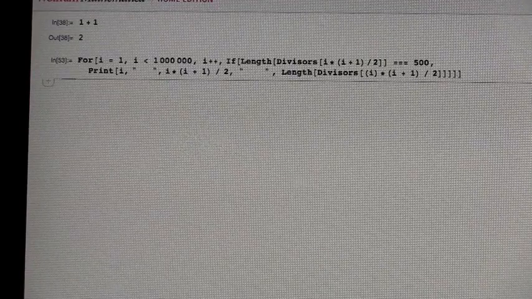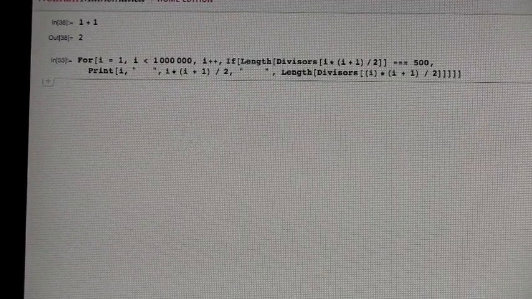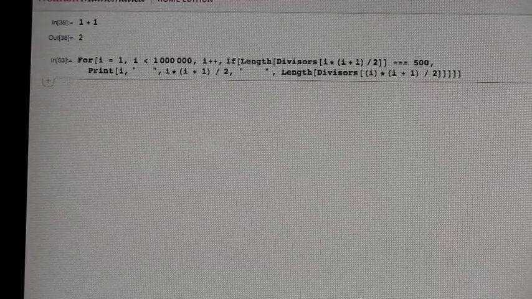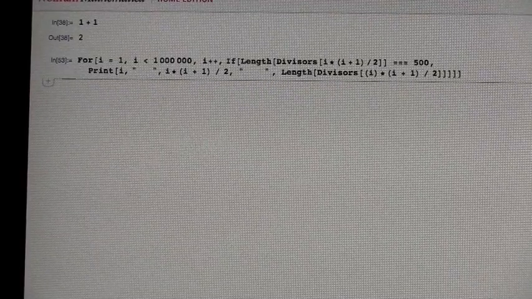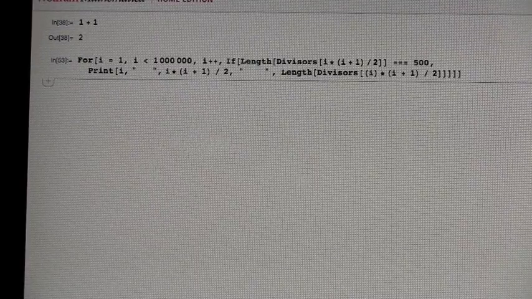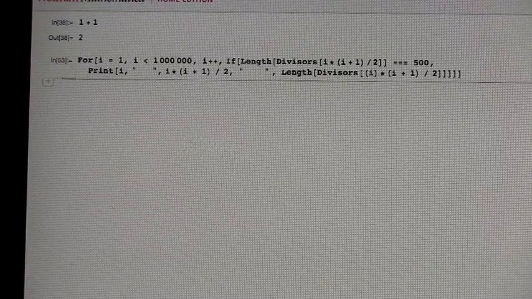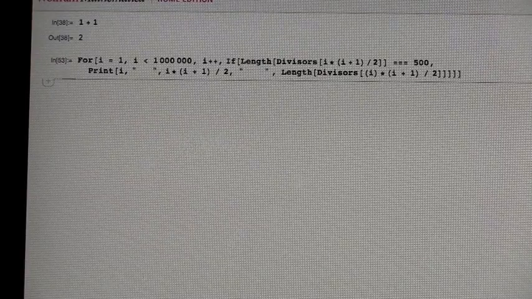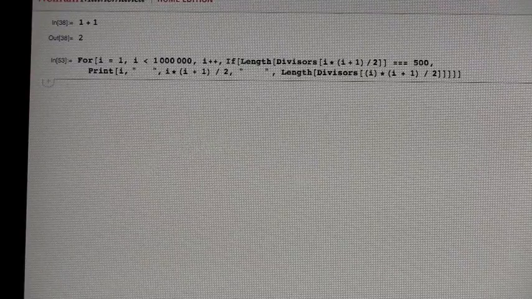Let's see. Still running. It's checking every number. We could shorten it by saying i is less than 100,000. We could say it's from 100,000 to 1,000,000. We could have shortened it that way, right? You're right. I didn't shorten it that much, but if we don't find any up to 1,000,000, you're absolutely right that we could start at 1,000,000 now. We don't have to check the first ones. So that's a good thought.